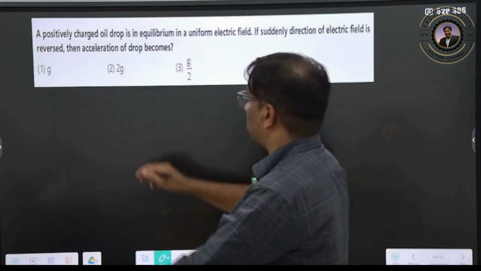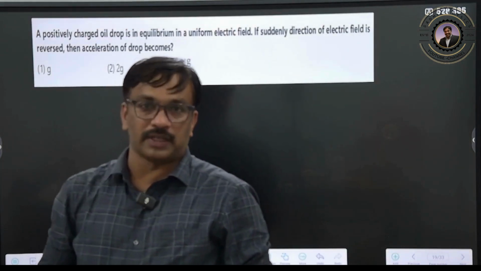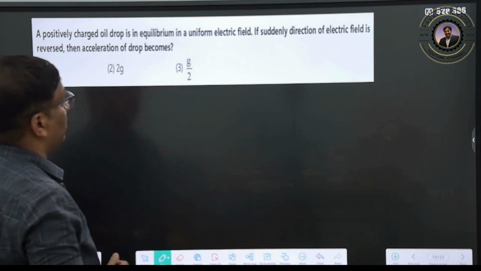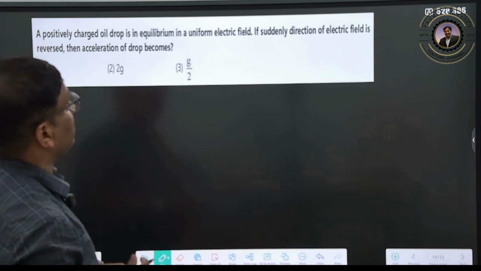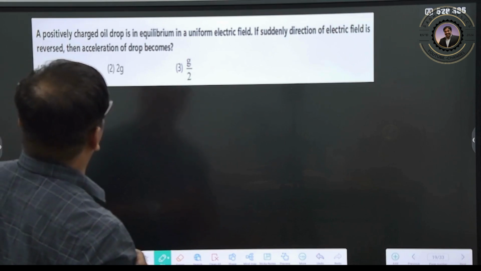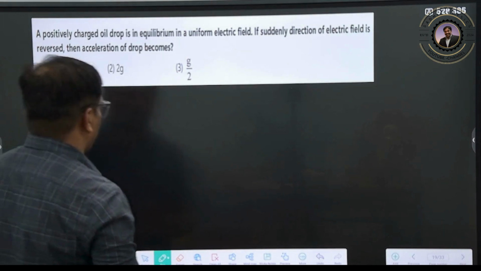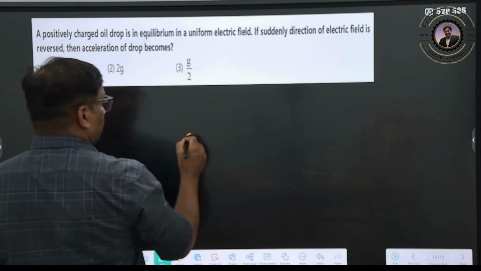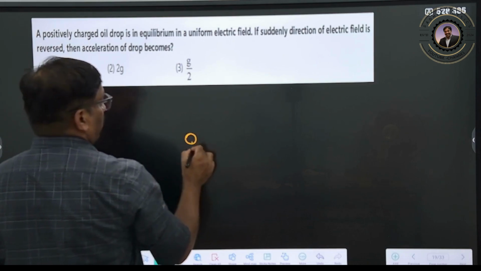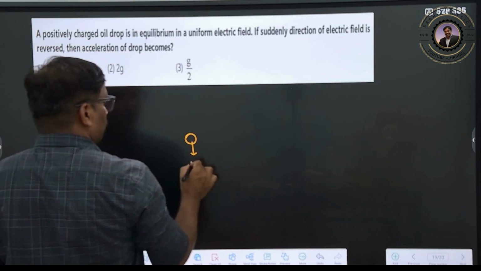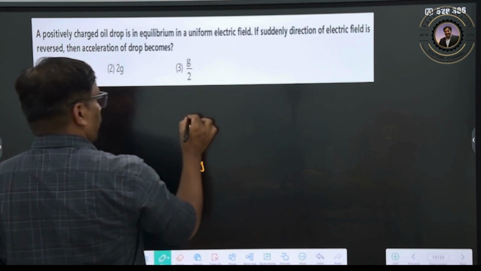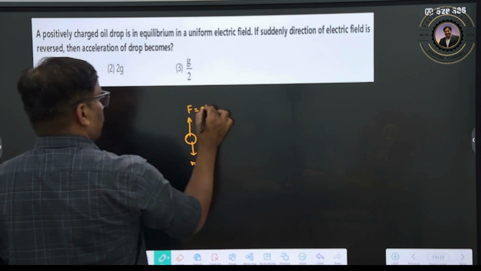A positively charged oil drop is in a uniform electric field. Suddenly the direction of the electric field is reversed. What will be the acceleration of the drop? Initially the downward force is mg, and the upward force is F equals qE.